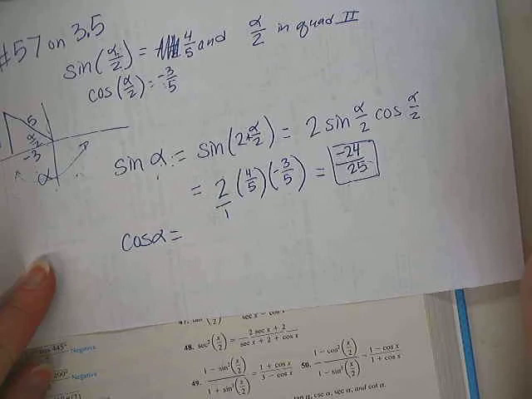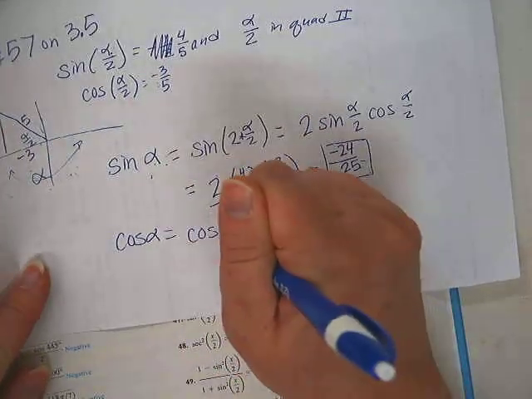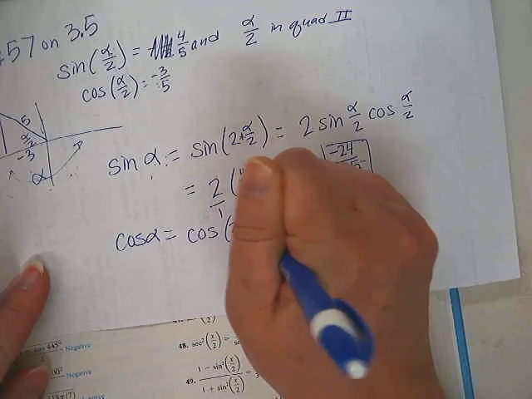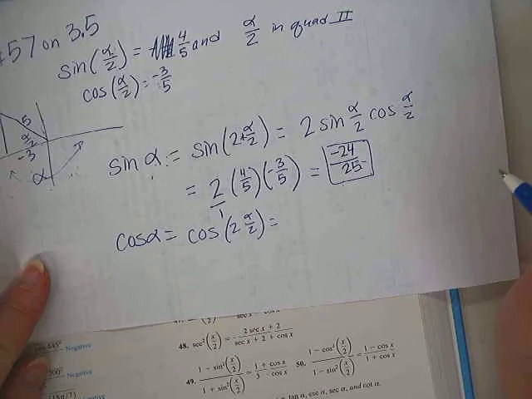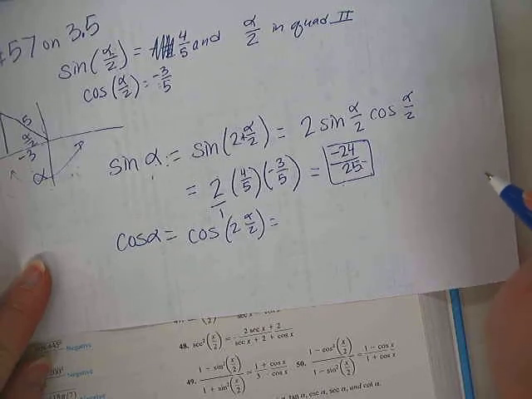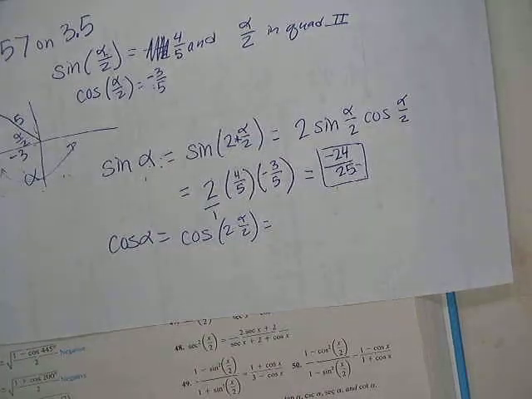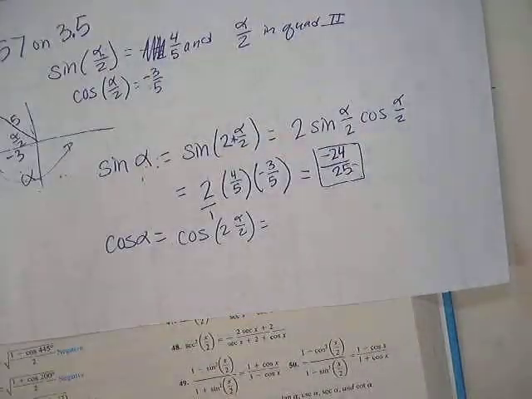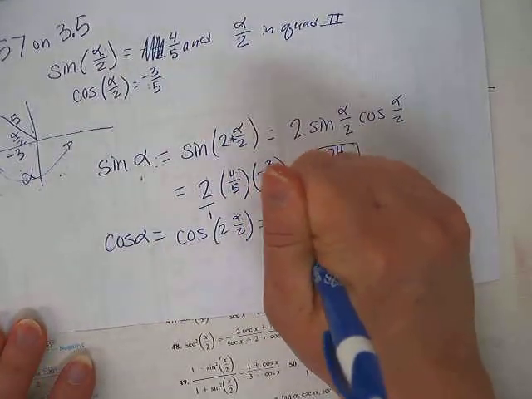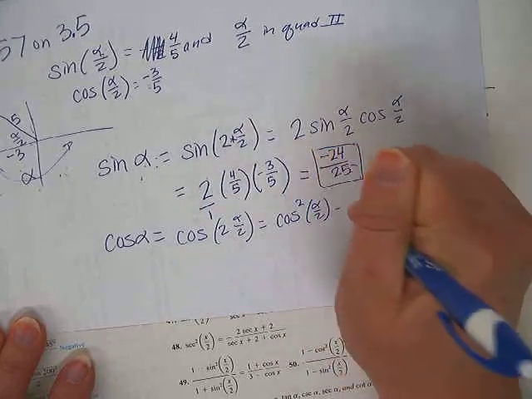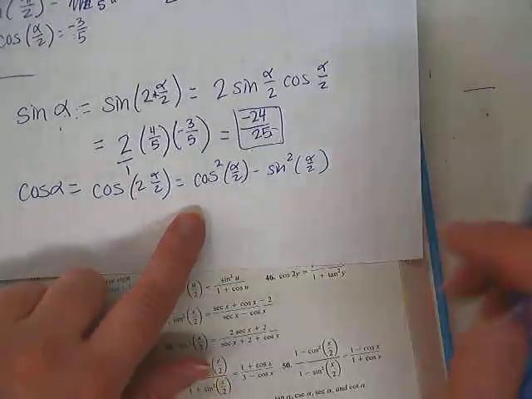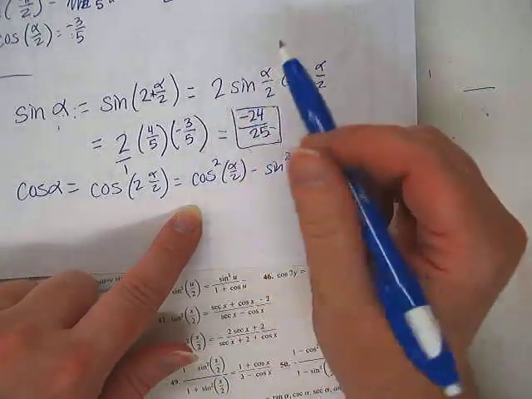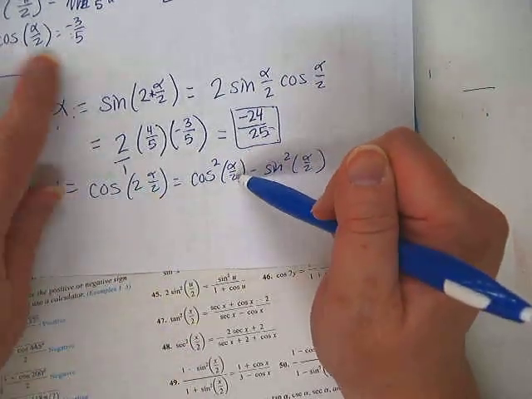Okay, so we're supposed to find cosine. So let's go ahead and find a cosine double angle identity. There are several of them. It doesn't matter which one. I can't remember, what's the most common one? Is it sine squared minus cosine squared or cosine squared minus sine squared? You guys know which one I'm talking about? Cosine squared minus sine squared. There it is. Okay. So we're going to go cosine squared of alpha over 2 minus sine squared of alpha over 2.